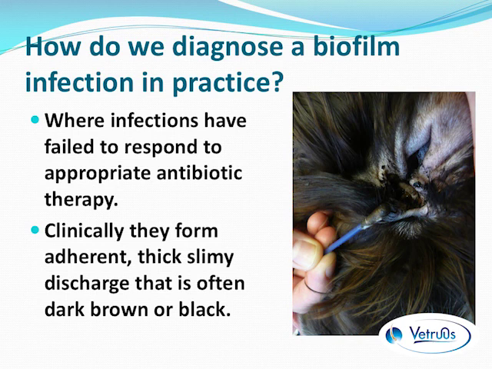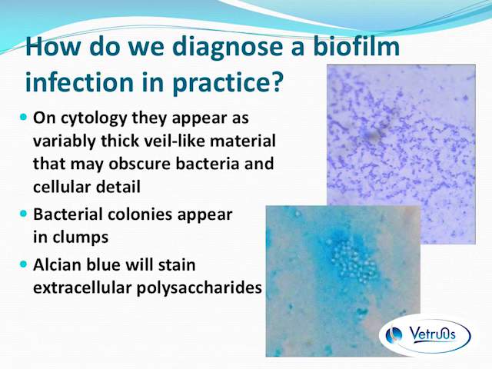When you're looking at something particularly from an ear, for example, you'll see they often form this thick, slimy discharge that's often dark brown or black. When you look at cytological sections, you'll often see this thick, veil-like material that will often obscure the bacteria and the cellular detail itself. Often you'll see those bacteria will appear in clumps, and if you use special stains, something like Alcian blue, that will actually stain up this extracellular polysaccharide. And remember, you'll see this not just with bacterial infection, but you'll see it with yeast infection too. We know Malassezia will form biofilms, and certainly we recognise formation of biofilms in otitis externa in the dog.